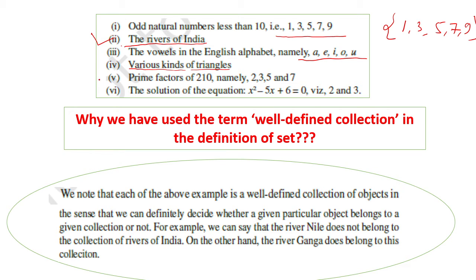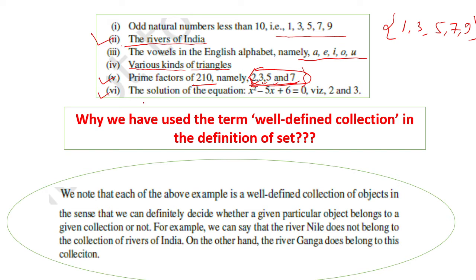Fifth, the prime factors of 210. The prime factors of 210 are 2, 3, 5, 7. You factor 210, write down all the factors, and collect only the prime factors. These are fixed. It is fixed for you and for me, because if I ask you to collect the prime factors of 210, you will write 2, 3, 5, 7, and I will also write 2, 3, 5, 7.